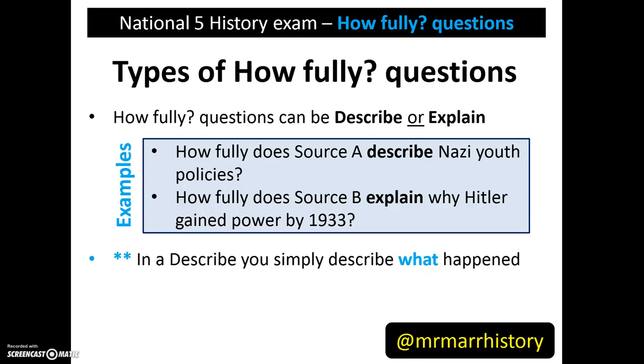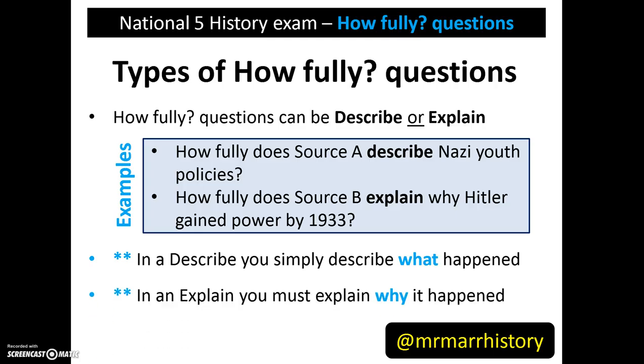Now, a describe question is the easiest one. You really do just have to describe what happened, give your knowledge, and this should be reasonably easy as long as you know about the topic. But in an explain question, you must explain why it happened, and this goes for both the quote from the source and also when you give facts from your own information as well. Don't just describe what happened, actually explain why something came about.